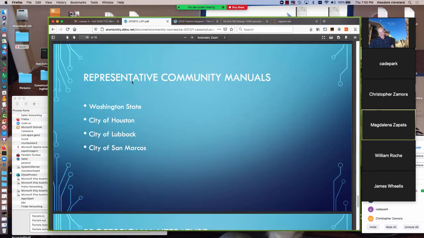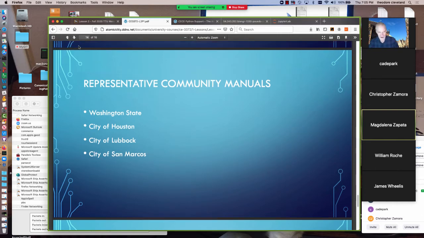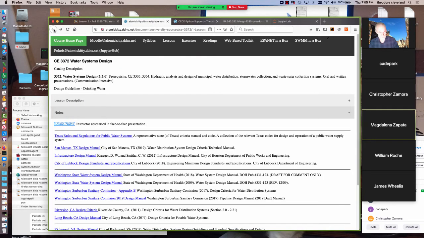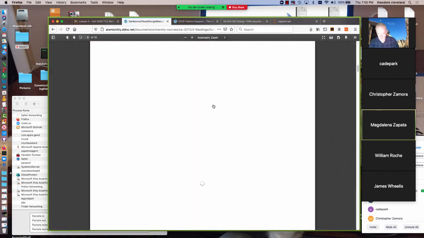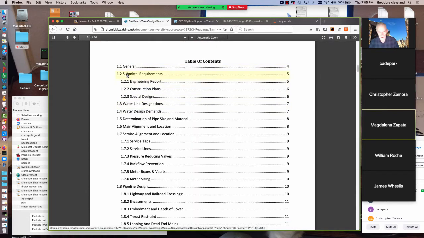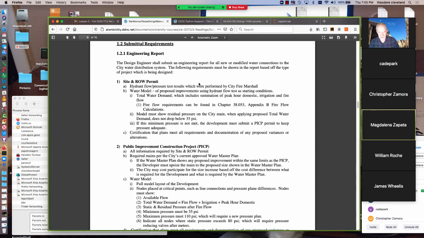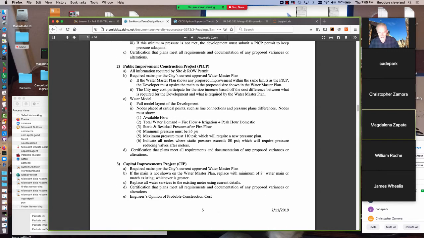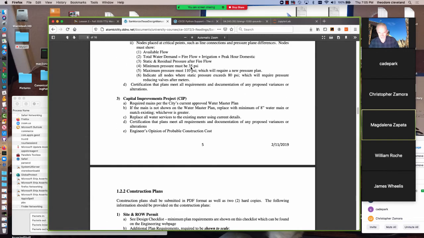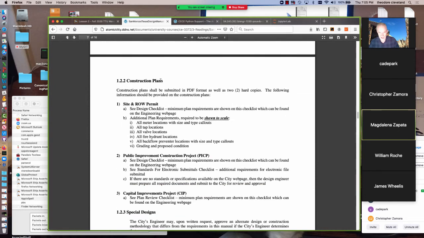There's some other manuals we could look at. I already looked at the city of San Marcos. In fact, I want to revisit that one. That one is a good representation of a simple manual for a smaller community. But I want to take your attention to the early part of the report. So the first part of the report is telling you how to obtain permits, what type of project it is, and then how plans have to be submitted.